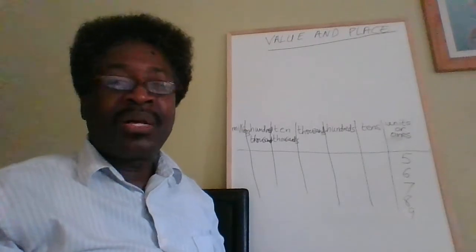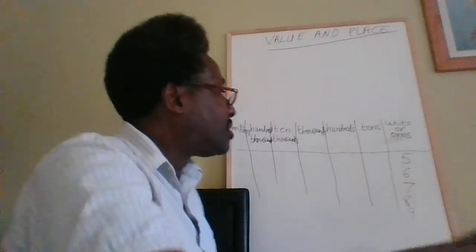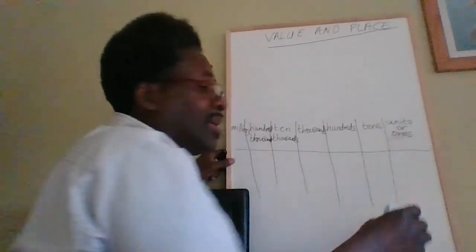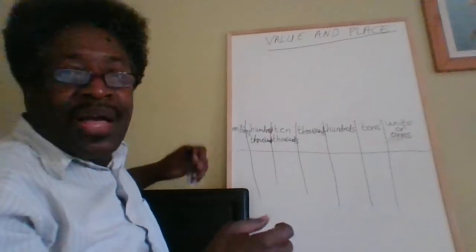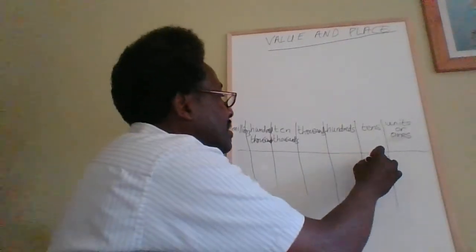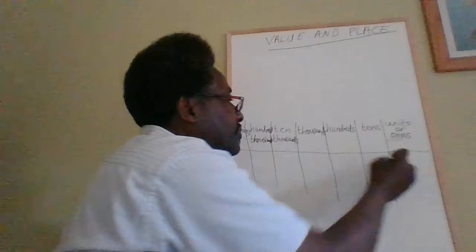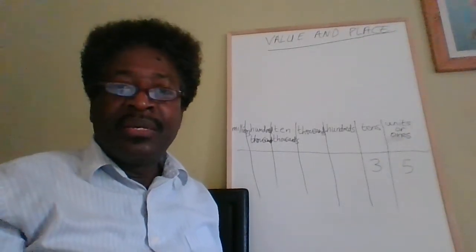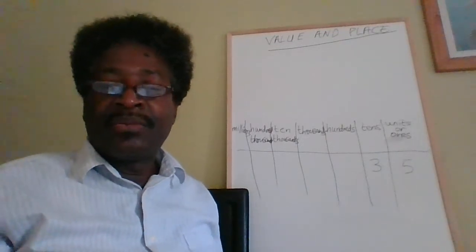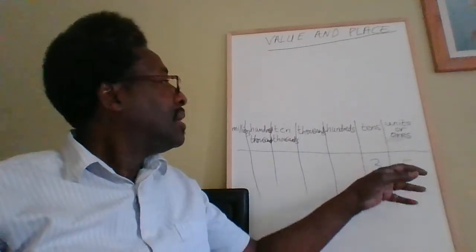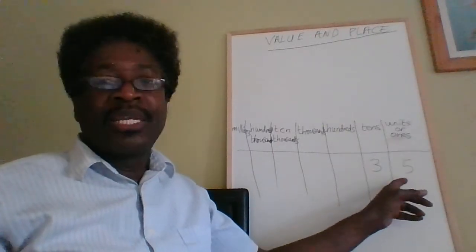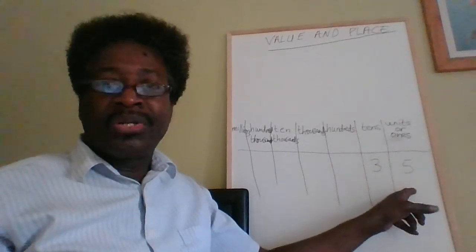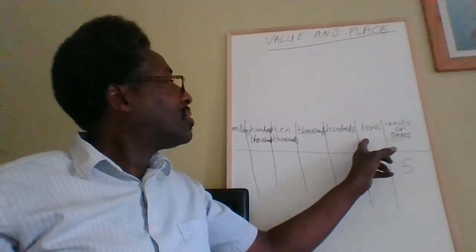If I have a number, let's rub this off first. If I have a number 35, for instance, 35. If I have 35 apples, 35 cars, 35 shirts, 35 whatever, this is how we write 35 on the place value diagram. The 5 goes under the units or ones. The 3 goes under the tens.